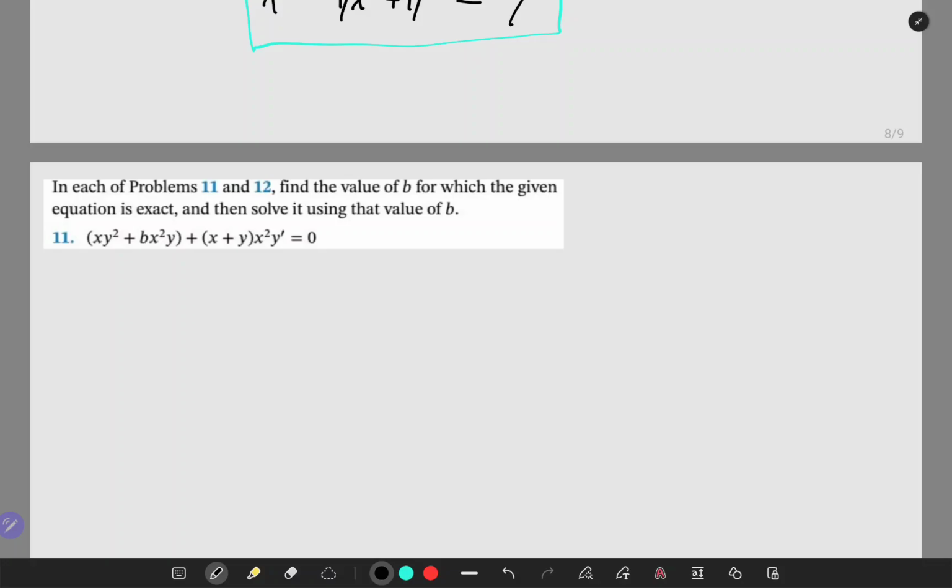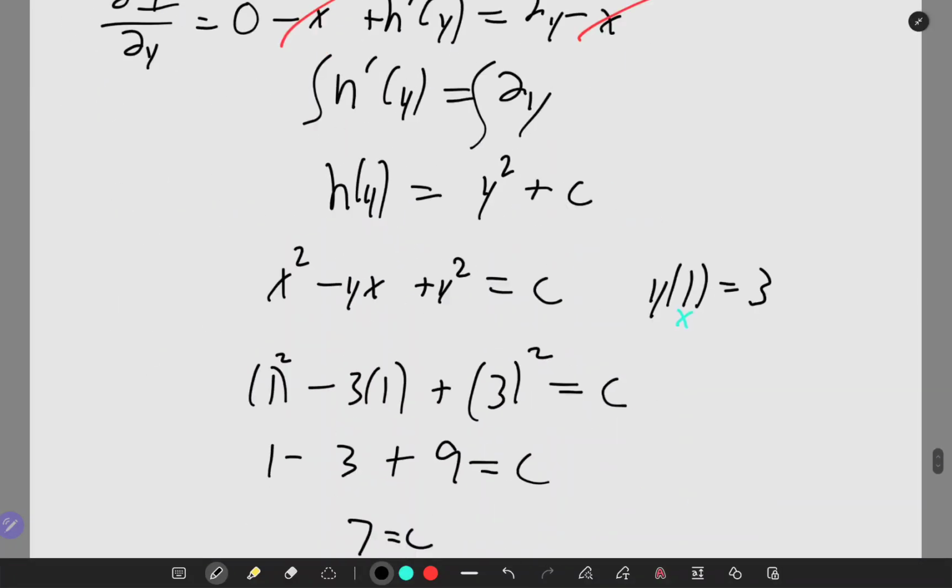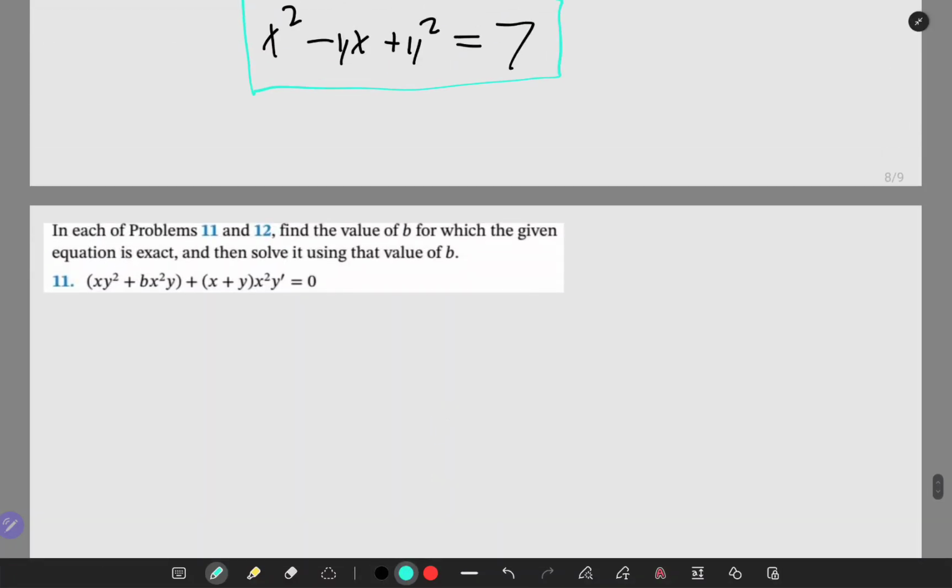So we're given this, and it's not going to be exact. We just have to find what value of b would make it exact. It's just a different way of thinking of it. So once again, this is our n. I always forget which one's n and which one's m. I haven't done this in a while. So that's our n, that's our m.